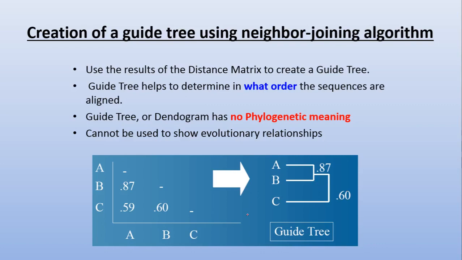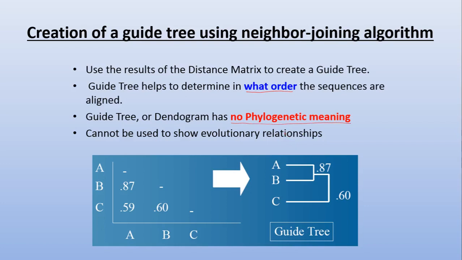Next, once we have obtained this data, we use the results from this distance matrix to create a guide tree. The guide tree would eventually help you to determine in what order the sequences need to be aligned. Such a guide tree or dendrogram will have no phylogenetic meaning. Why? Because this guide tree is simply created based on the nucleotide or amino acid residue differences, and we haven't implemented any kind of evolutionary model in order to generate this tree. Therefore, such a guide tree or dendrogram has no phylogenetic meaning.